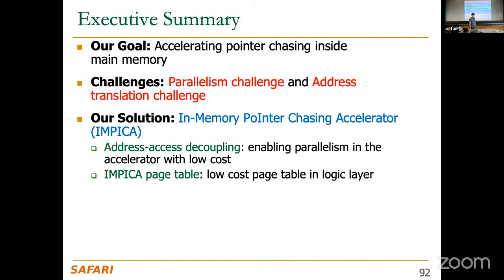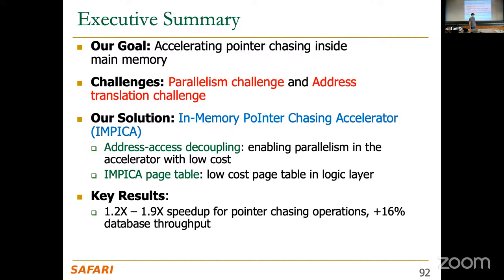So one important or interesting observation in this work is that processing in memory can be very useful, but there is a cost of doing the memory address translation and figuring out what are the addresses that need to be accessed. In order to do this more efficiently, the authors propose to decouple the address calculation and the memory access in the PIM cores, and you're going to see how. They also propose this IMPICA page table that is a sort of simplified or low-cost page table that is going to reside in the logic layer of the 3D stack memory, right? And different from the page table that the CPU processor uses.